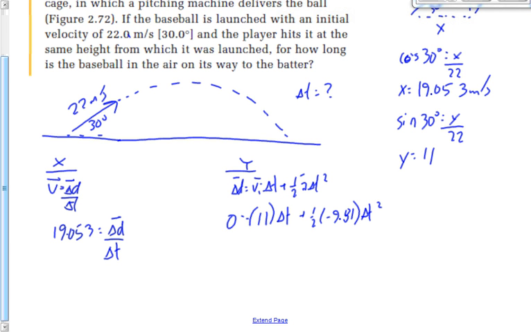T disappears, right? We cancel out a T. 0 divided by T, T divided by T, T squared divided by T.